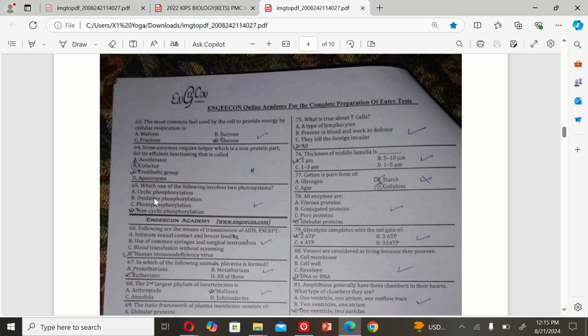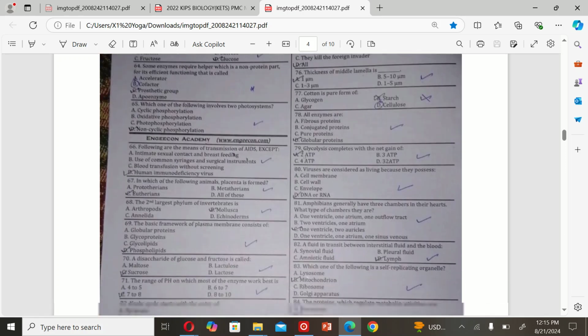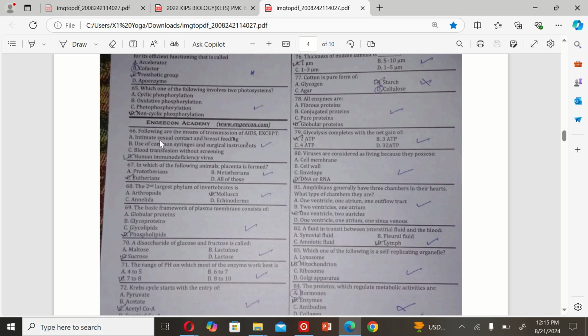The next MCQ is: which one of the following involves two photosystems? A. Cyclic phosphorylation, B. Oxidative phosphorylation, C. Photophosphorylation, and D. Non-cyclic phosphorylation. So the correct option is D, non-cyclic phosphorylation.